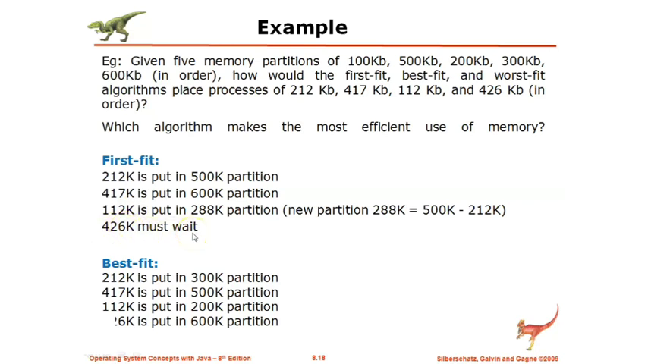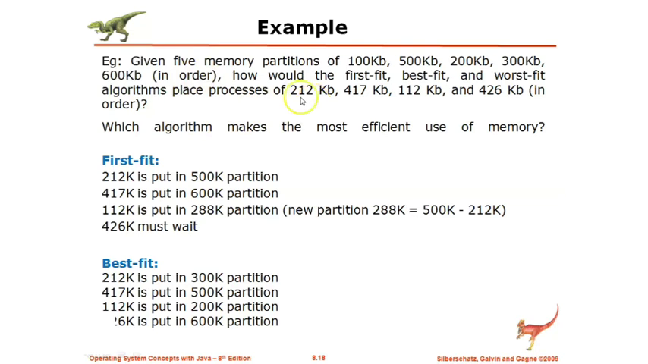In this way, the first fit strategy can be used to allocate the requested partitions to the processes. Next we'll see best fit. Best fit means it will go on scanning the memory partitions and identify the best suitable, that is the smallest partition which can satisfy that request, and that will be allocated. Let us see how it is going to be carried out.